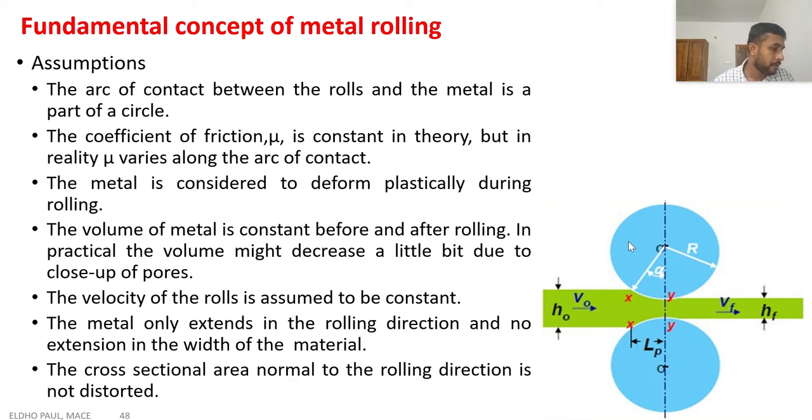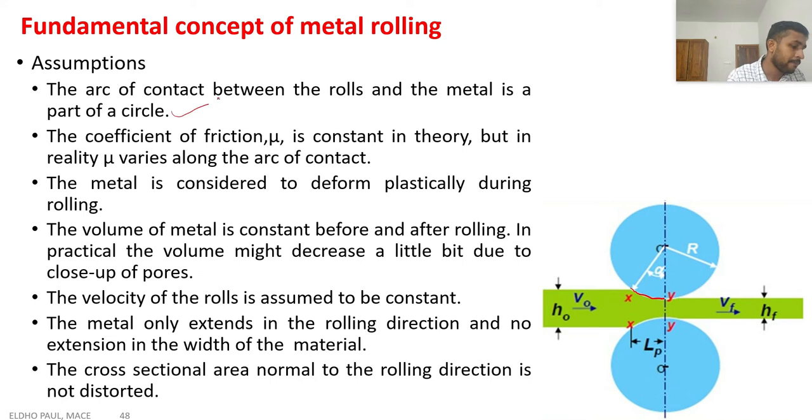For that we have some assumptions. These are the assumptions used for the analysis of the rolling process. The first assumption is that the arc of contact between the roll and the metal is a part of a circle. In this case, this is the arc of contact. Actually this is not exactly a circle, but we assume that this arc of contact between the roller and the workpiece is a circle.